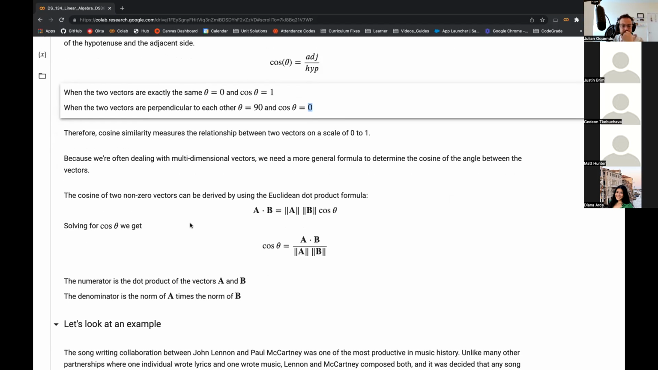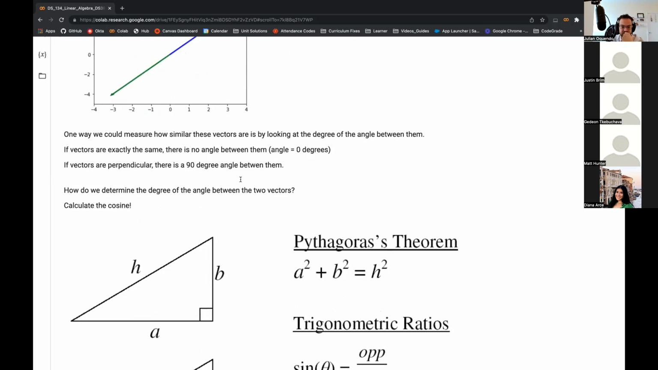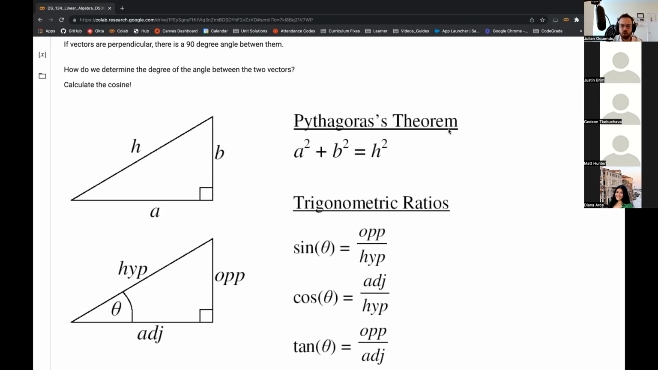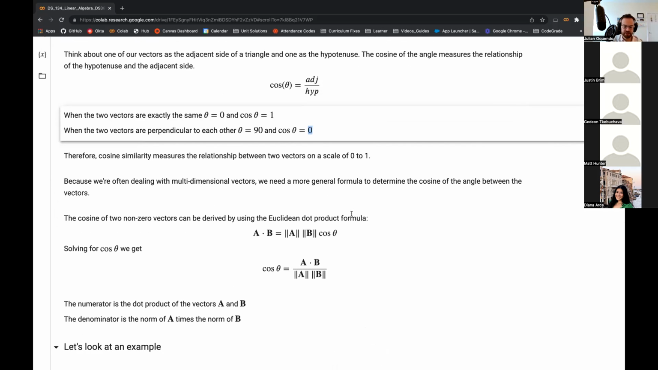Now, because it's not just simply a vector that has two dimensions, so it's not 0 to 1, it's not essentially going to be a line. We're actually at times working with many different rows in our data. We're going to expect ourselves to need a very specific formula to work with this, to determine the cosine of that angle.